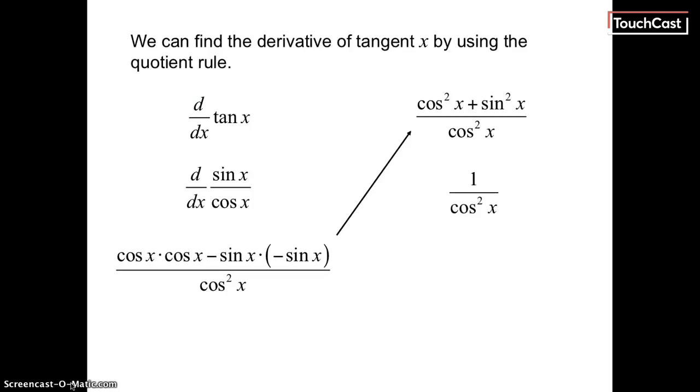The derivative of the tangent of x is secant squared of x. Remember that 1 over cosine of x is secant. This notation, cosine squared of x, that means take the cosine of x, put it in parentheses, and square it. But we have this fancy notation that we can use. So secant squared of x.